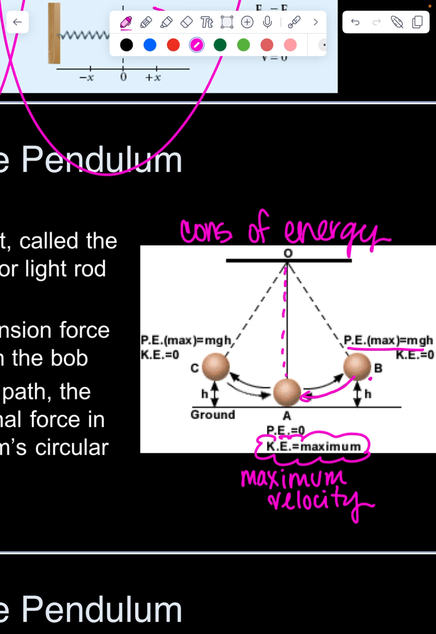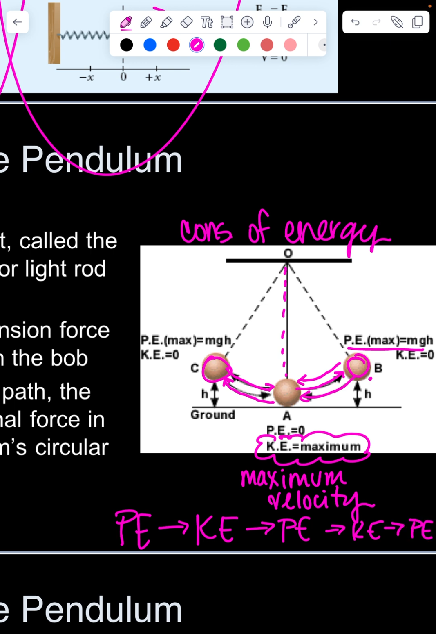But we know that it's going to keep going, and as it keeps going, that kinetic energy is going to turn into potential energy. As it climbs, it's going to slow down, come to a stop, and then change direction and speed up going down. Then it's going to slow down as it turns back into potential. What we are seeing here is this constant transformation from potential energy to kinetic energy, back to potential energy, back to kinetic energy, and so on and so forth.